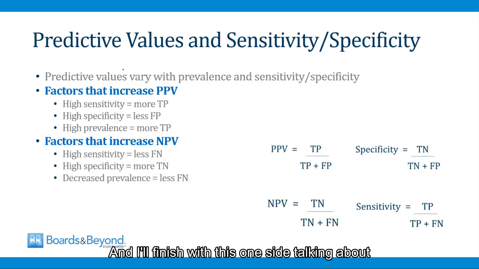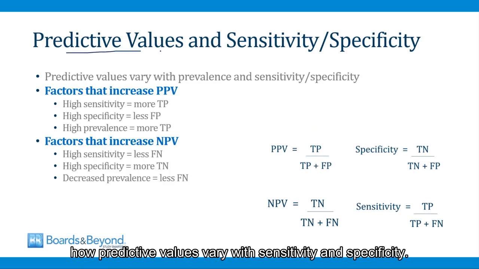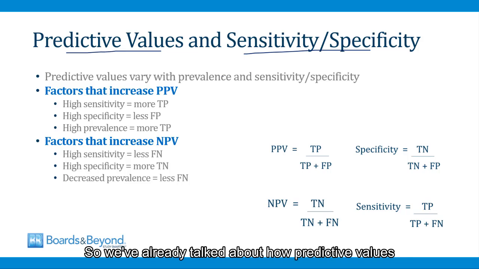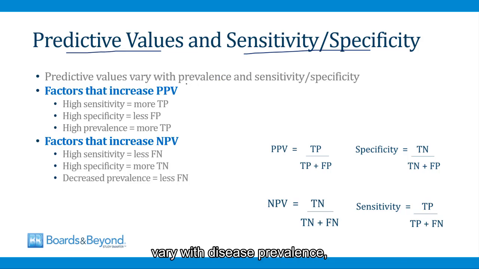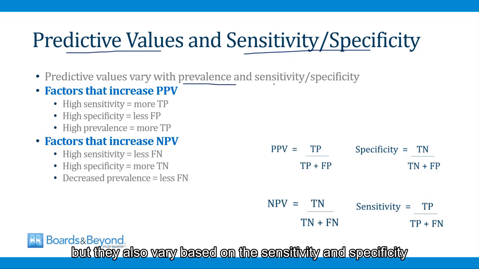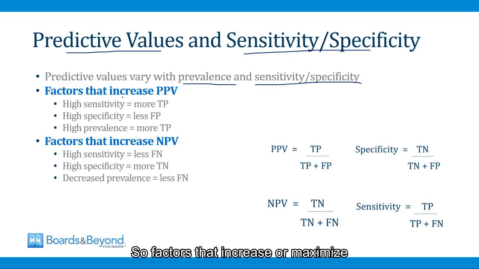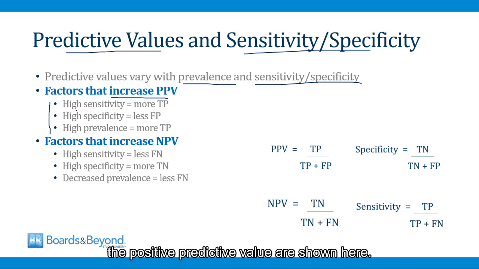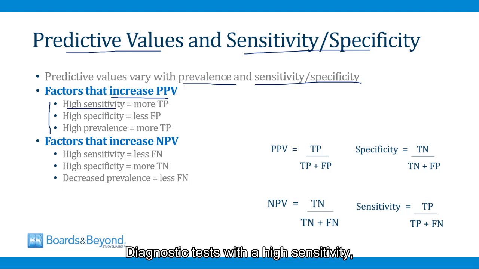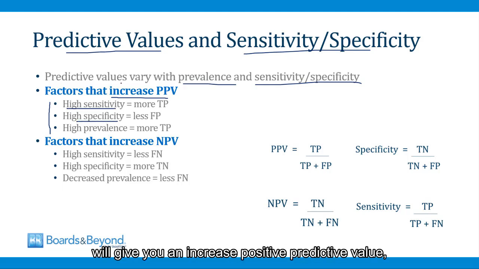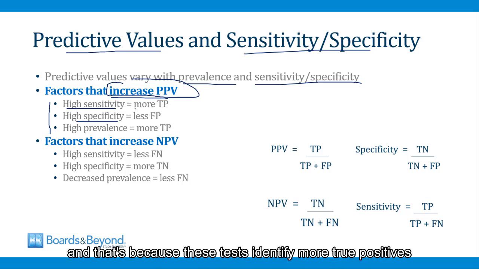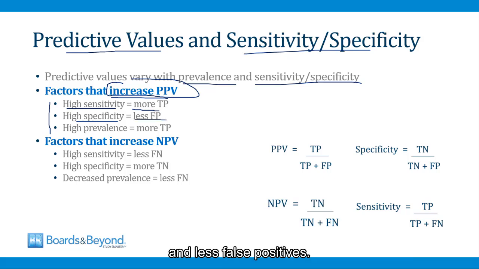And I'll finish with this one slide talking about how predictive values vary with sensitivity and specificity. So we've already talked about how predictive values vary with disease prevalence, but they also vary based on the sensitivity and specificity of the test. So factors that increase or maximize the positive predictive value are shown here. Diagnostic tests with a high sensitivity and high specificity will give you an increased positive predictive value, and that's because these tests identify more true positives and fewer false positives.